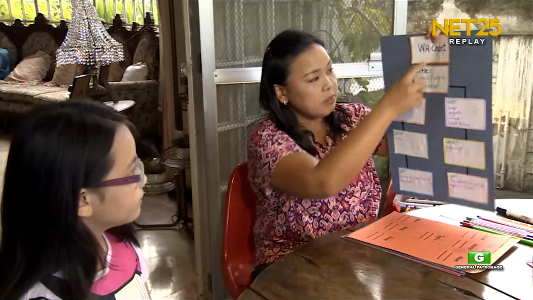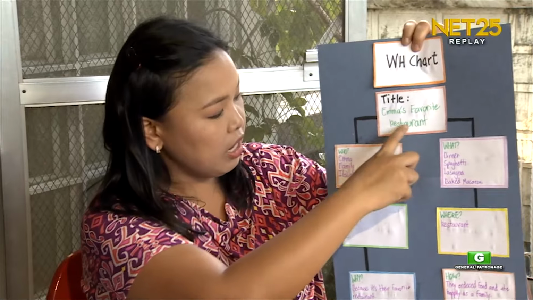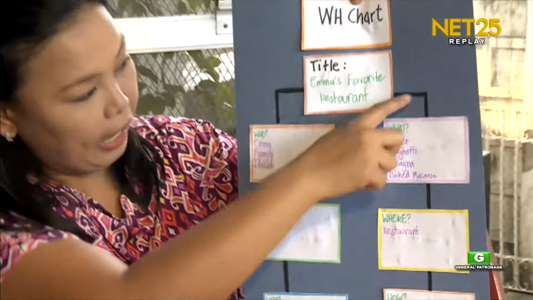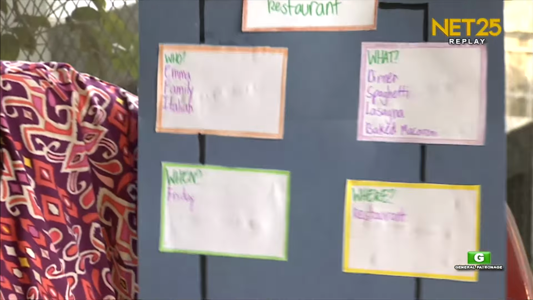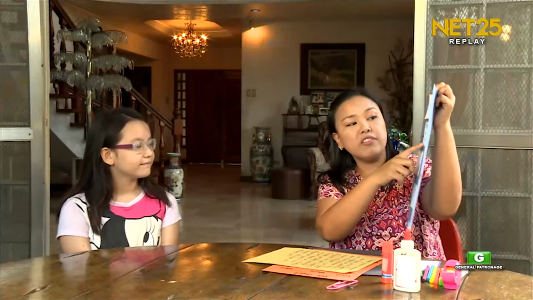Yes. Okay. So, this WH chart, it's from the story that you read a while ago, Abby. Right? Yes. So, this paragraph is called... What's the title of this paragraph? Emma's favorite restaurant. So, in our WH chart, we made it like this. The title is over here, while the WH words are over here, right? And then we had to put a line to connect all the details that we have put in our chart. Right, Abby? Yes.